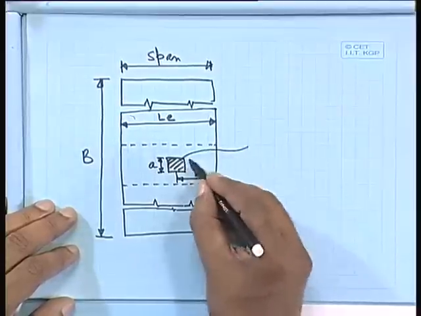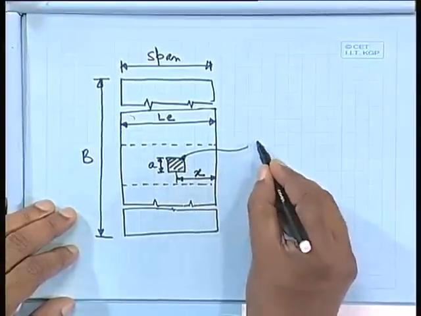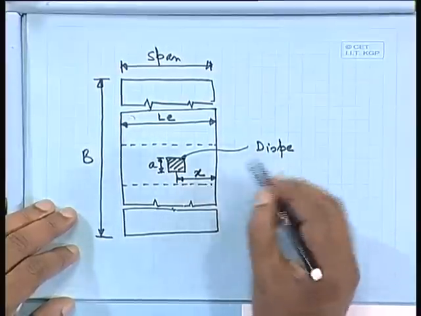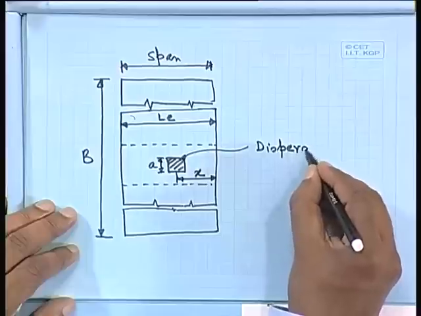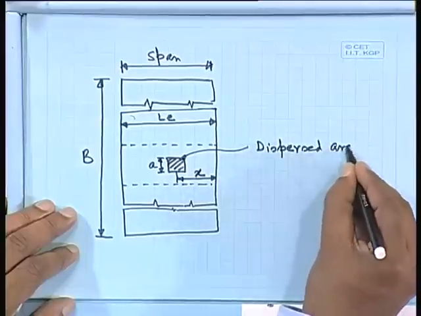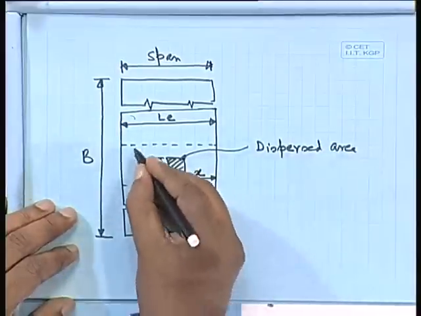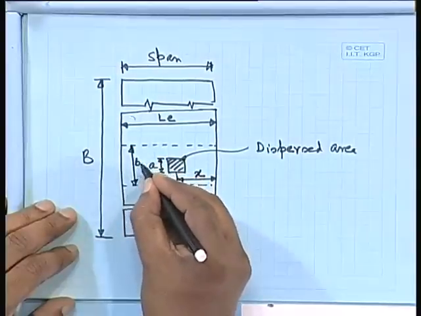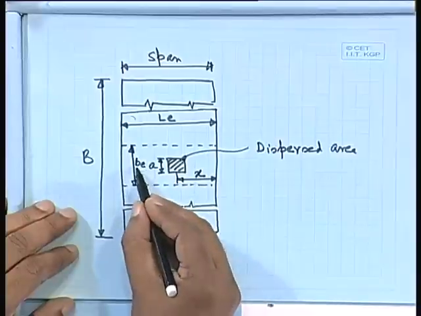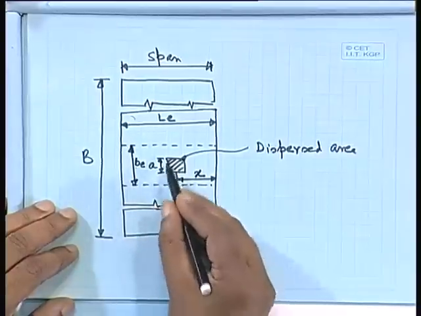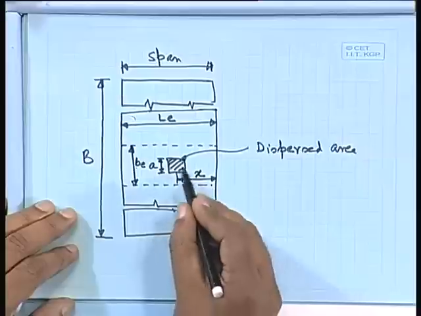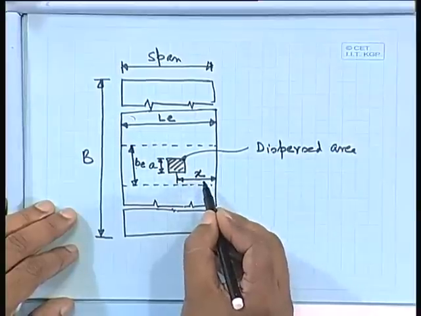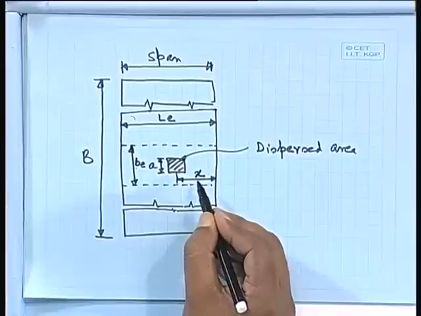So this is your dispersed area, that is, the area after the 45-degree dispersion, and we have to find out the effective width BE. That impression is at a distance x from the nearest support. So how shall we find that out?